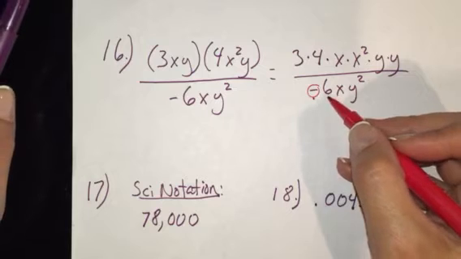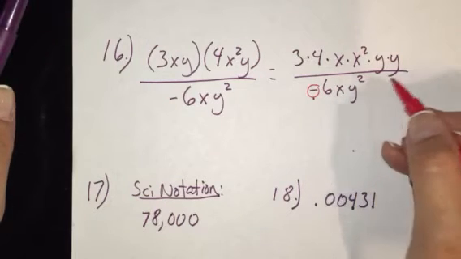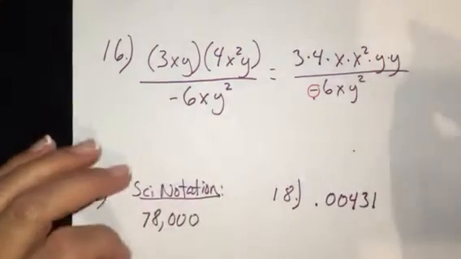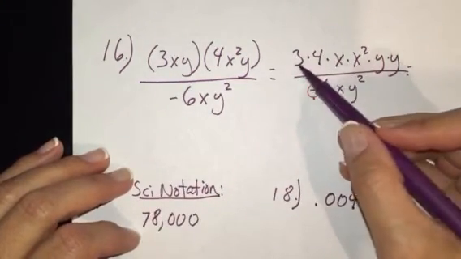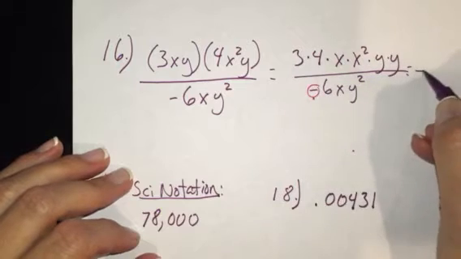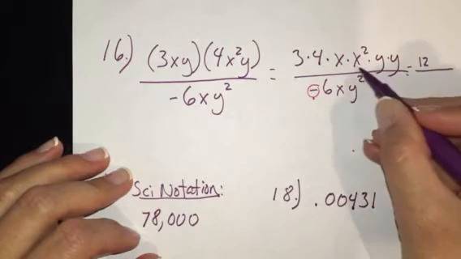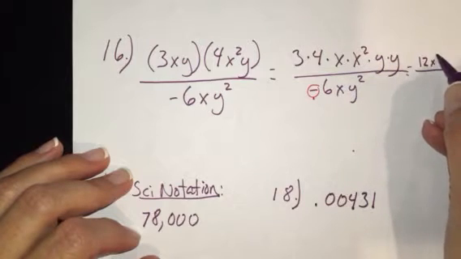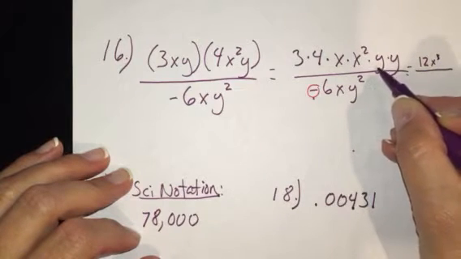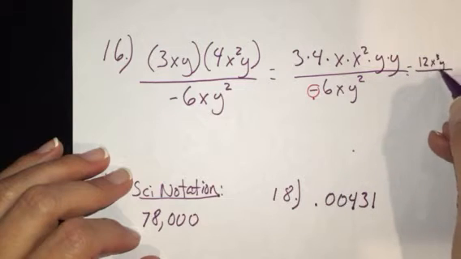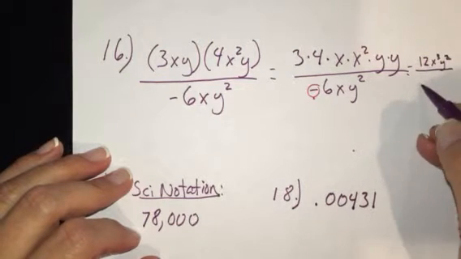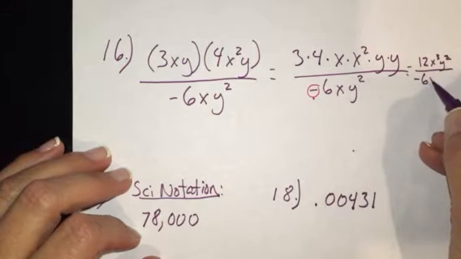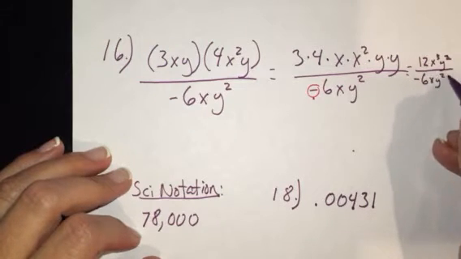It does not mean the same thing as a negative exponent does. It does not mean it needs to go to the other side of the line. Okay, simplifying this across the top, 3 times 4 is 12. X to the 1 times x to the 2 is x to the 3. Y to the 1 times y to the 1 is y to the 2. I'm just counting my variables. And then it's negative 6xy to the 2 in the bottom.